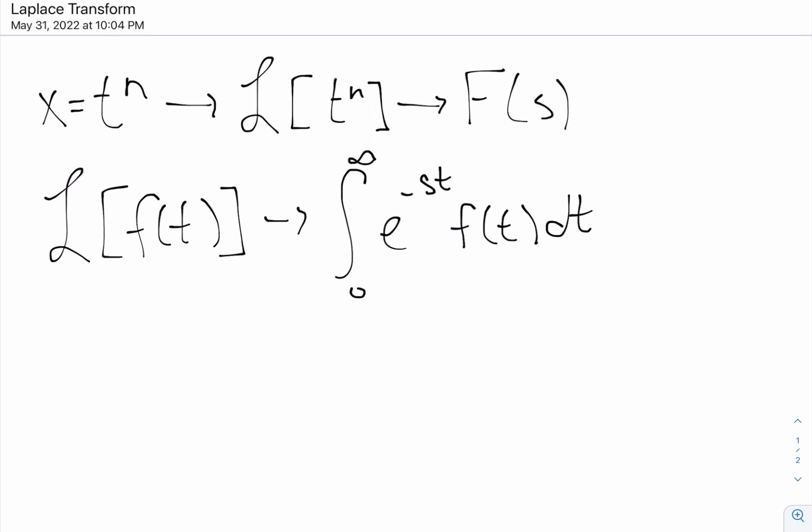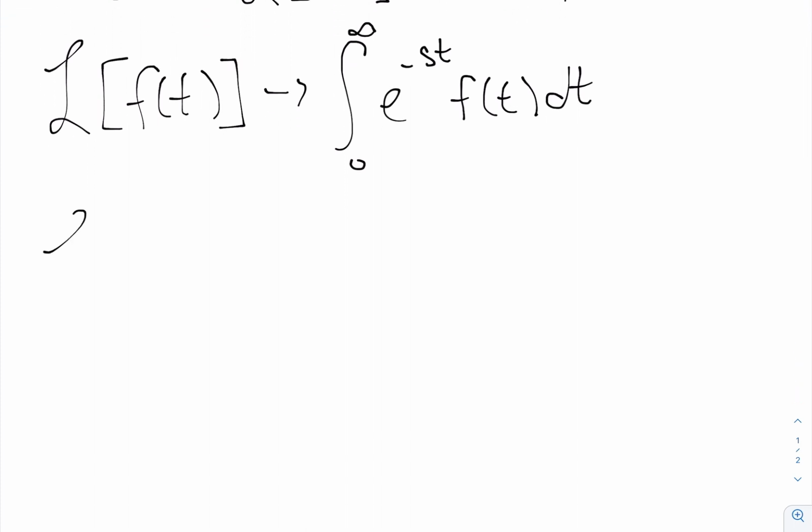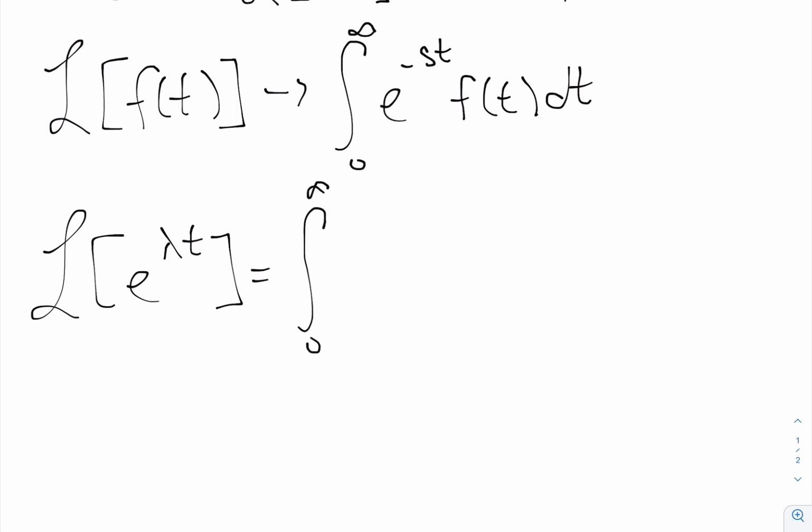So let's say we were taking the Laplace transform of e to the lambda t, like I just talked about. I'll write an equal sign here. This is going to be the integral from 0 to infinity of e to the negative st times e to the lambda t dt. So our f of t, our function with respect to time, is e to the lambda t, where lambda is some constant.